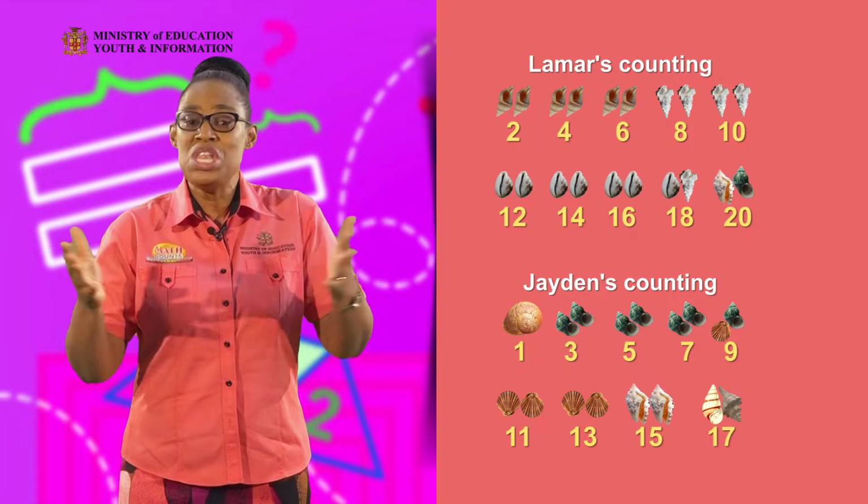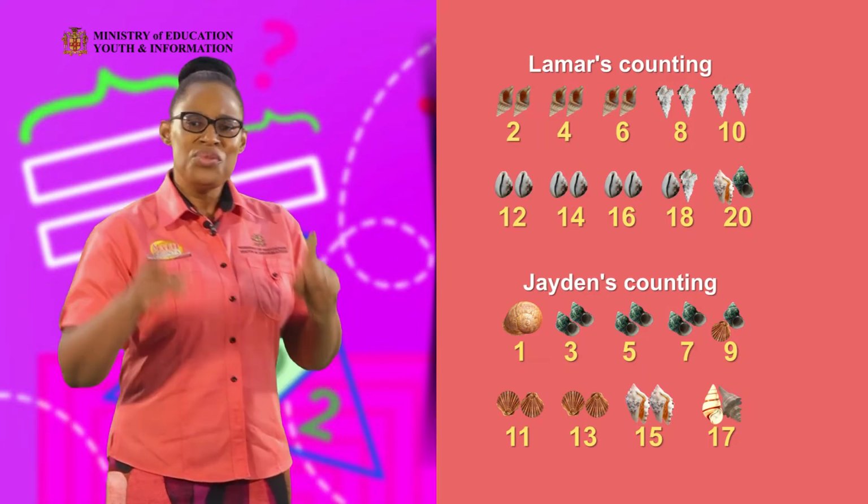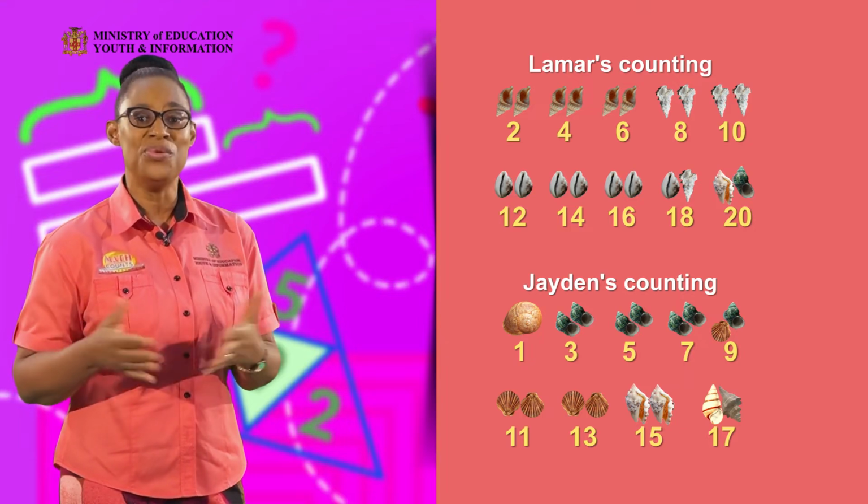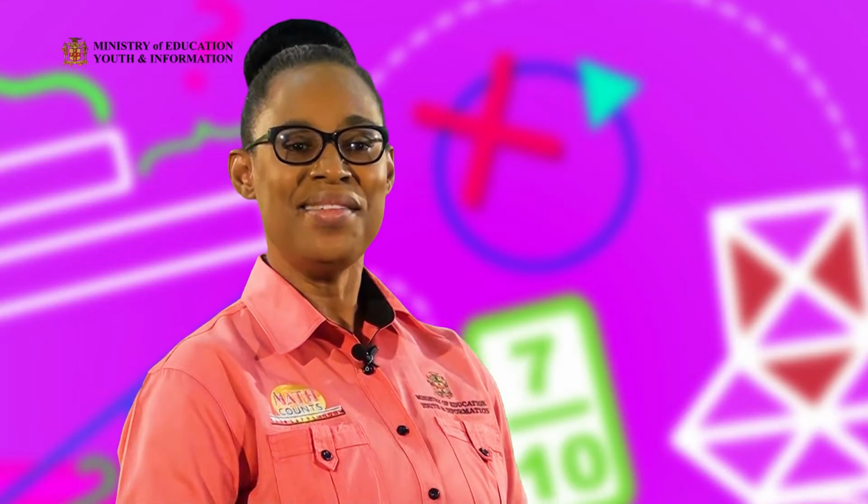Maybe you are wondering how could Jaden and Lamar count by 2 and get different numbers? Do you agree that both Lamar and Jaden were counting by 2? Let us look at the numbers and check to see how Lamar and Jaden were counting by 2 but got different numbers. Let us use the 100 chart to see how Lamar counted his shells.